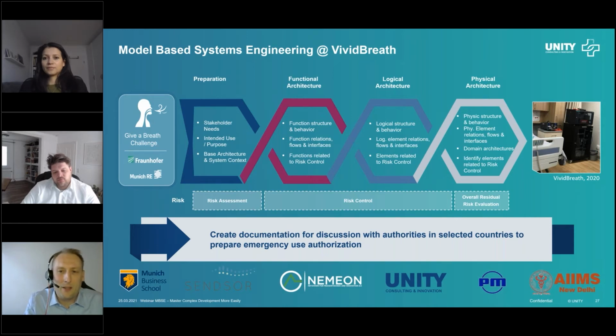And as you can see here on the right side, this is a picture from South Africa, where finally the prototypes were deployed and tested in a clinical setting. So we also there use the documentation basically for the emergency use authorization.